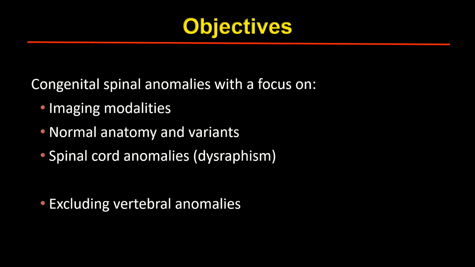Now, in the next probably 30 minutes or so, I'm going to talk about congenital spinal anomalies with a focus on imaging modalities, normal anatomy and variants. And I'm going to restrict this talk primarily to spinal dysraphism or spinal cord anomalies. I'm not going to go into the detail of vertebral anomalies.